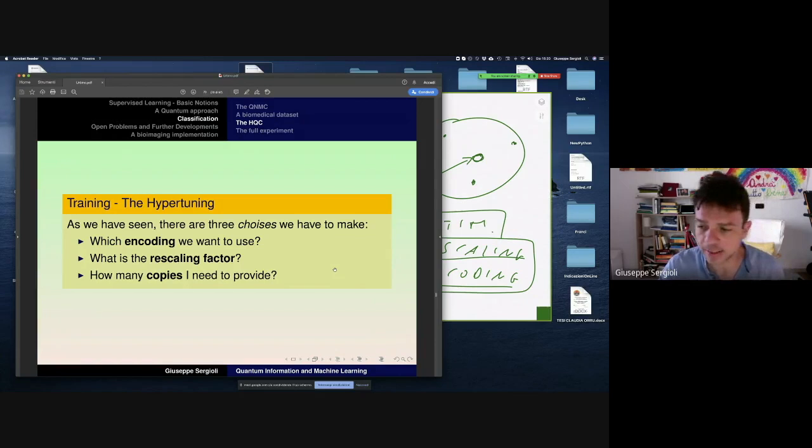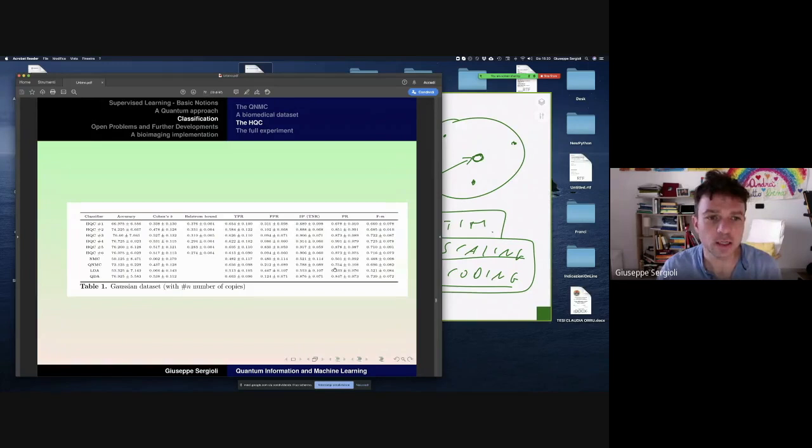Again, we can run experiments considering the Helstrom classifier with different numbers of copies of the states, for instance with 1, 2, 3, 4, 5, 6 copies. What we see is that generally, increasing the number of copies also increases the accuracy. Not always, but generally it does.